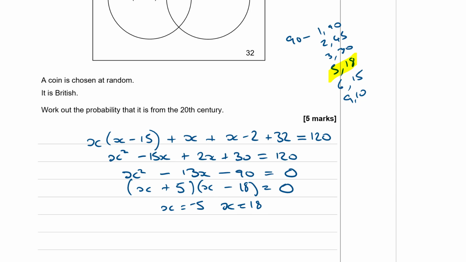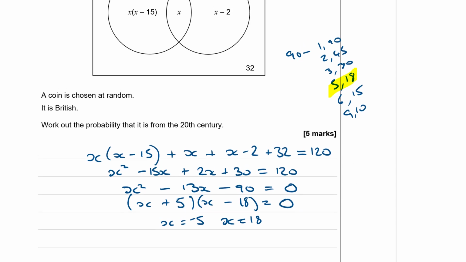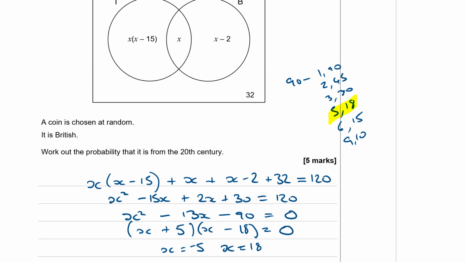Now whilst those two are both mathematically correct, in the context of this problem the negative solution can't happen because I've got x coins in the middle here. I can't have minus 5 coins there. So although minus 5 is a solution to the equation, it's not a solution to the problem. x equals 18 is the solution.